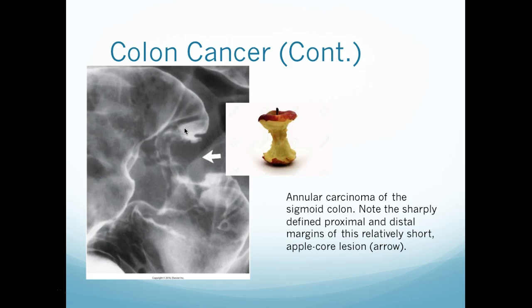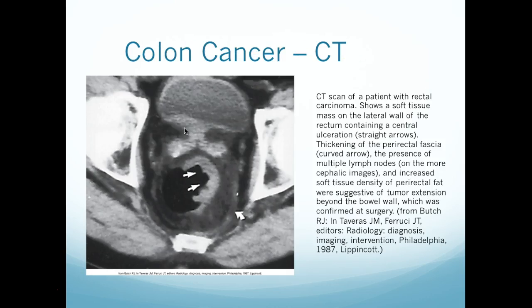So on the exam, if I ask what is a really bad cancer of the colon, you're going to say apple core or annular. All the students tease me about that.